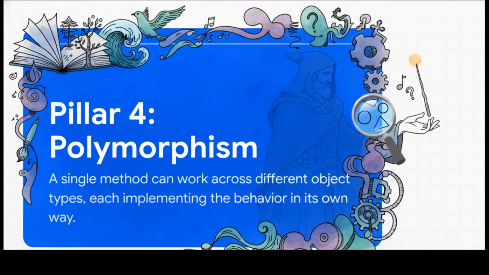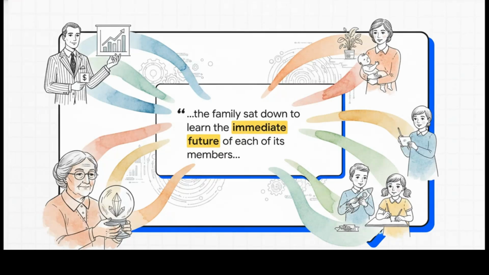And our final pillar is polymorphism. It's a fancy word that literally just means many forms. It's this really cool ability for one single command, one function, to behave differently depending on the object you're using it on. And back in the story, every morning Frida performs one single action: predict the future. But that one method, that one function, produces a totally different result for each person at the table.